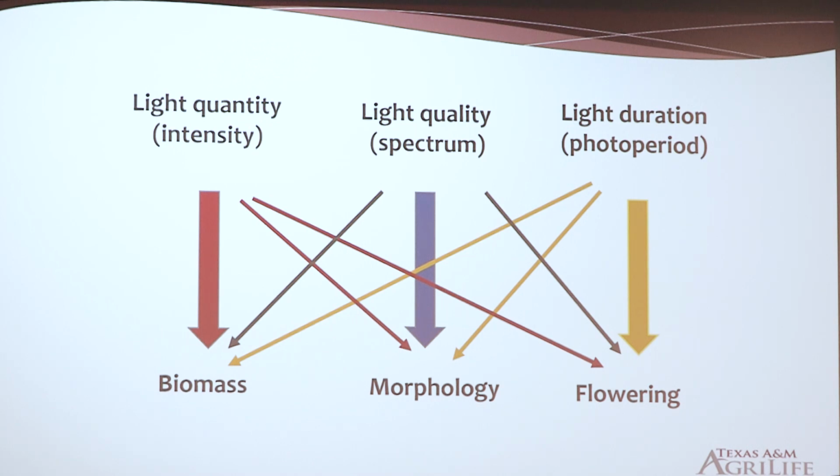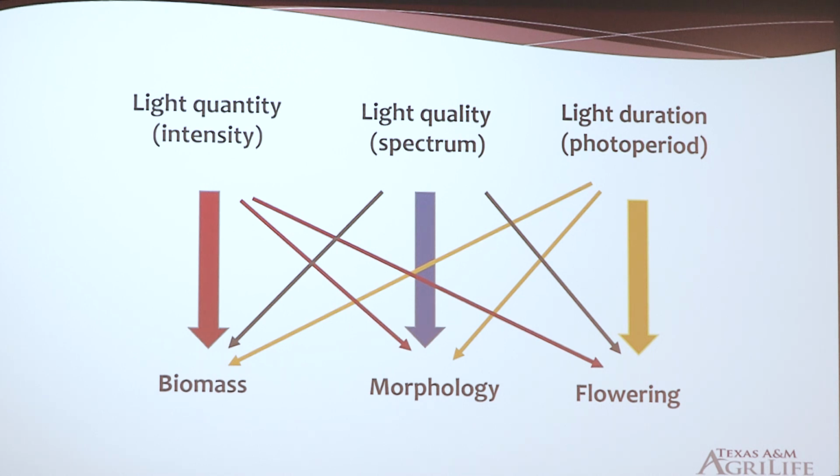So light actually has three dimensions: the light quantity, light quality, and light duration. Light quantity means the intensity or the amount of light that the plants receive, and that affects mainly the biomass accumulation. Today I will focus on these aspects because light is really a big topic. One talk, like a 30 minute talk, would not cover this much. And of course, light quantity not only affects the biomass accumulation, it also has a minor role in controlling the morphology and also flowering.